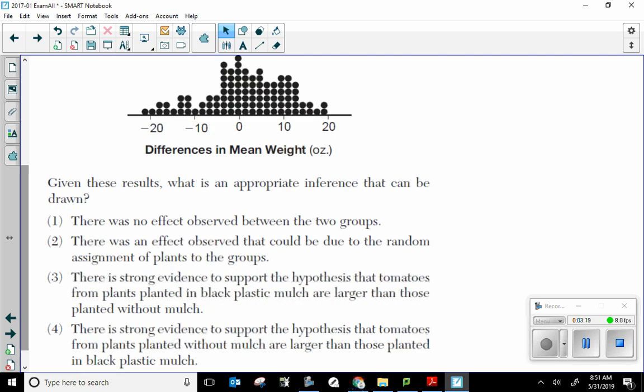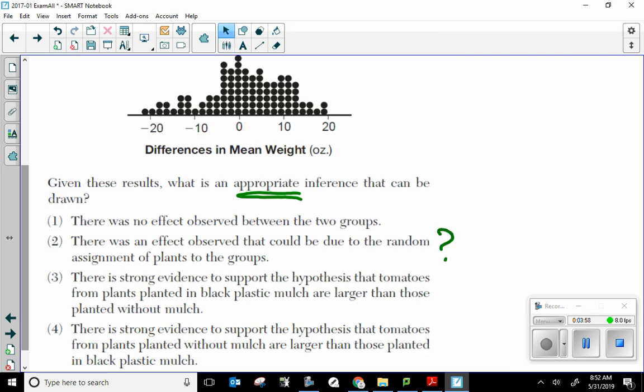Given the results from the dot plot, what is an appropriate inference that can be drawn? Appropriate doesn't mean it has to be 100% true. That is just a legitimate outcome that you can realize from this dot plot. 1, there was no effect observed between the 2 groups. I don't know if that can be said or not. 2, there was an effect observed that could be due to the random assignment of plants to the group. Maybe. That's always a possibility.